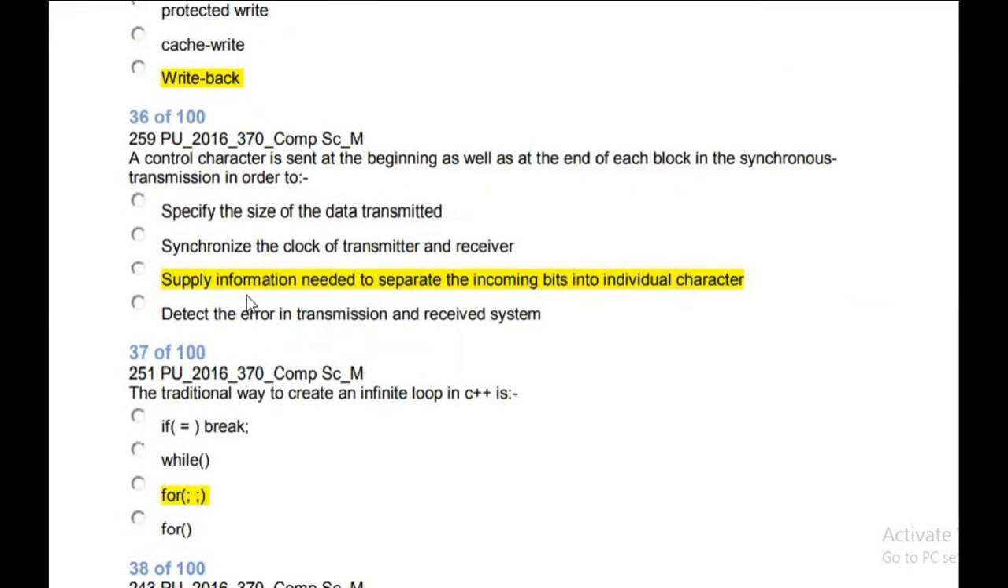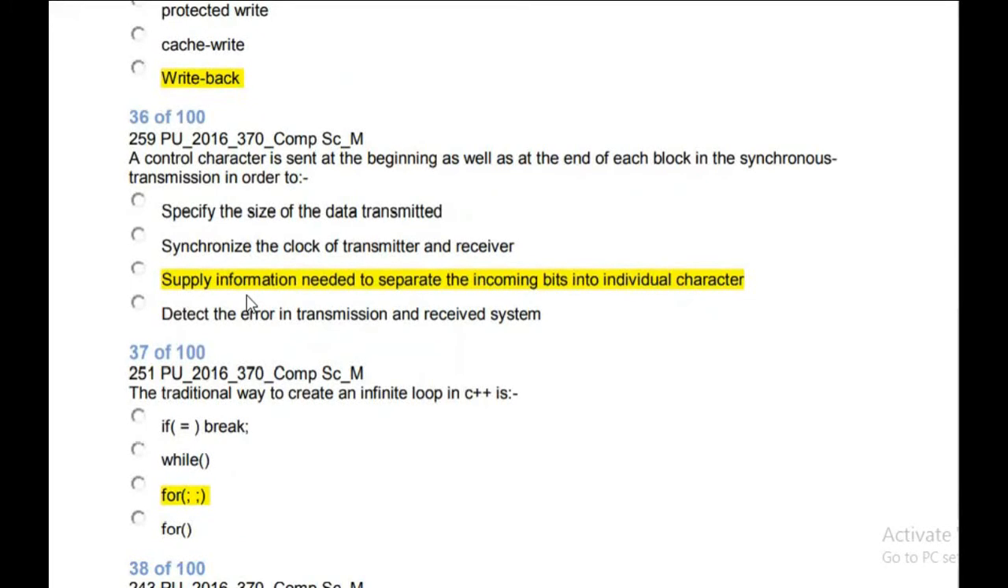Question number 36. A control character is set at the beginning as well as the end of each block in synchronous transmission in order to supply information needed to separate the incoming bits into individual characters. Option C is correct.